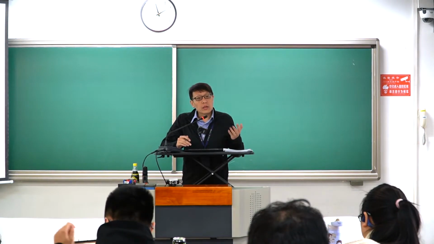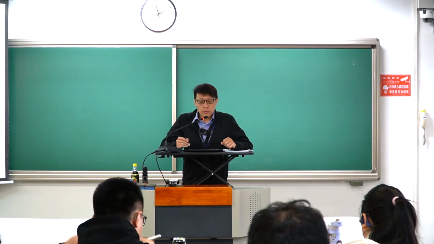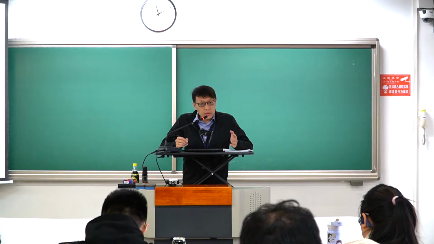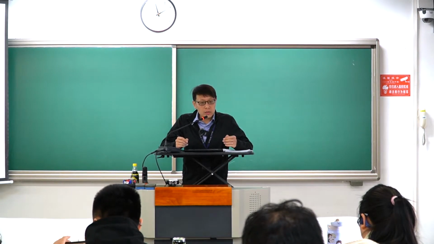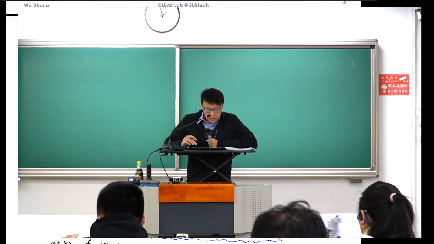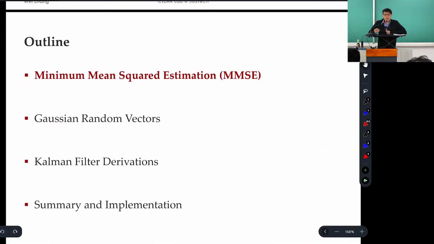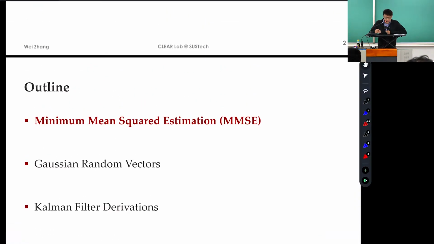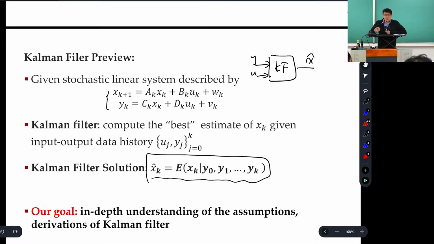So I think the things we reviewed in this class for probability will be helpful for you to understand other classes or even understand the literature. Let's quickly recall what we have learned last week. I think we finally started deriving the Kalman filter. But before deriving the Kalman filter, we spent a lot of time reviewing basic probability.